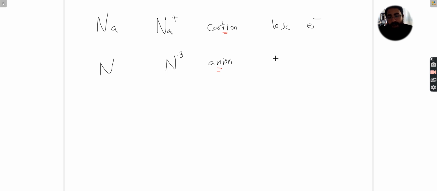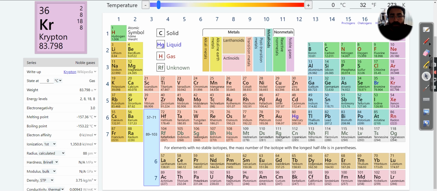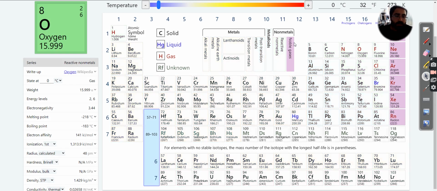And an anion gains electrons. And the number and the charge depends on how many electrons you gain. If you gain 3 electrons, -3. You gain 4 electrons, -4. But anyways, what gains and what loses electrons?